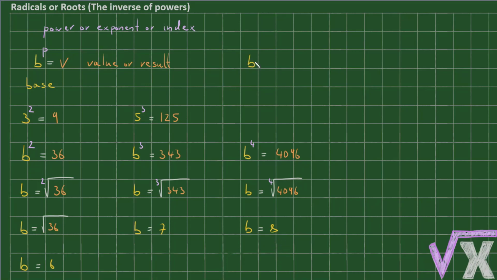Finally, based on all of these examples, I can write a general formula for solving for the base. I could say that base equals a certain radical p of the value b. So now, when given a power and a value, I can use this formula to solve for the base.